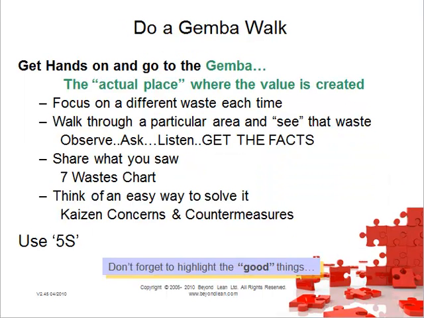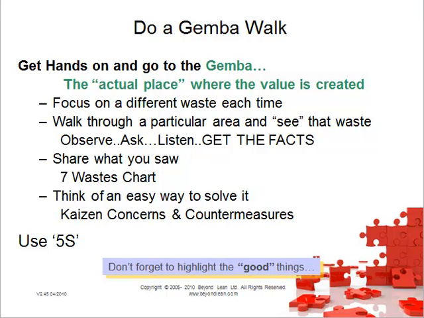And if you want to go and identify these wastes within your business, do a Gemba Walk. Go to the Gemba, the place where the value's added. So get hands on, get out there, focus on a different waste each time you go out. Walk the area and see where the waste is. Look, listen, ask, get the data.